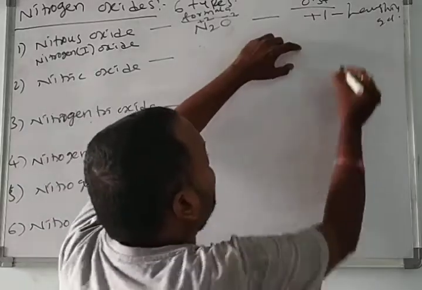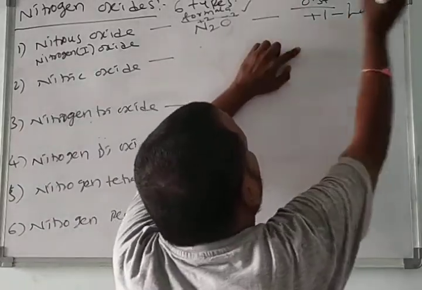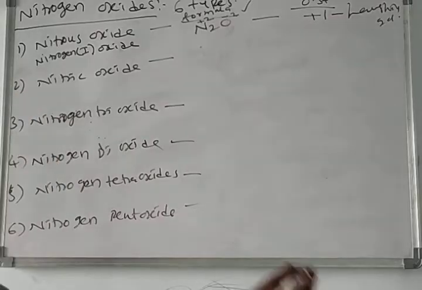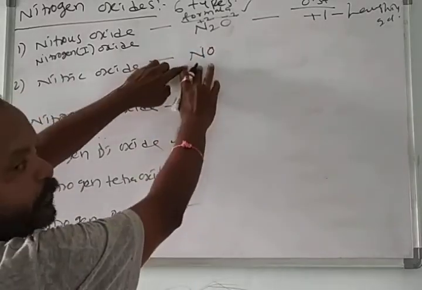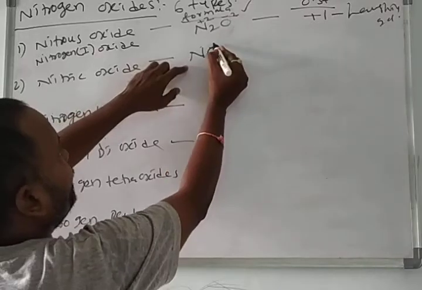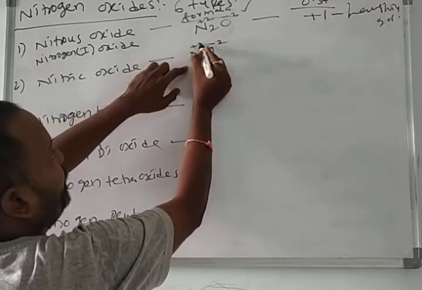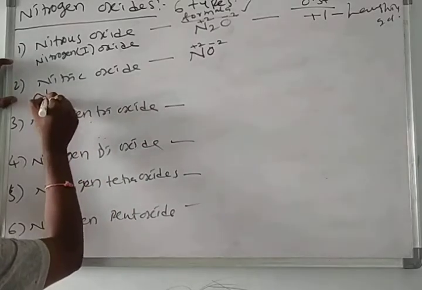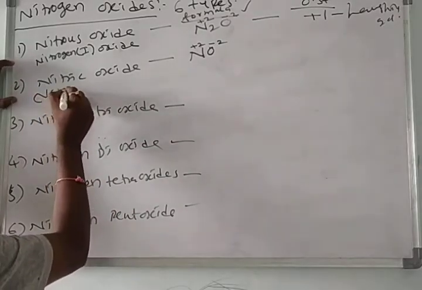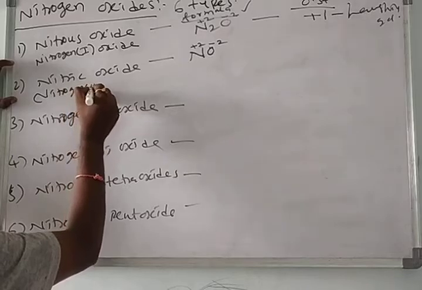And it is neutral oxide. Nitrous oxide is neutral oxide. And here nitric oxide, NO. Here NO is called nitric oxide. Here -2, here +2. +2 means nitrogen oxidation number +2. Here it is called nitrogen 2 oxide.